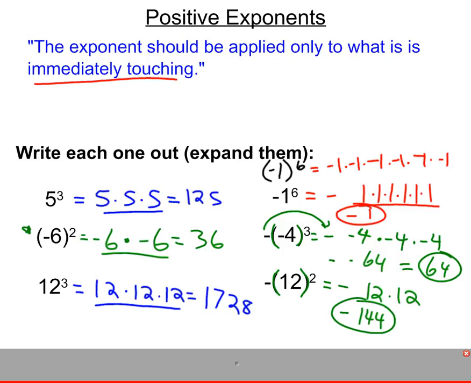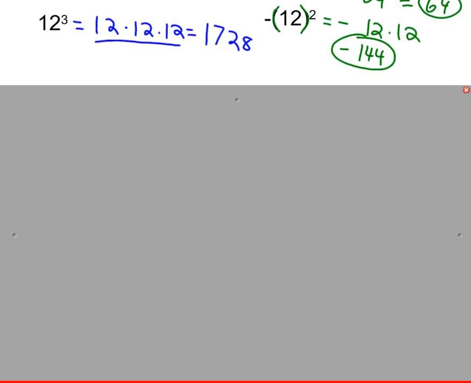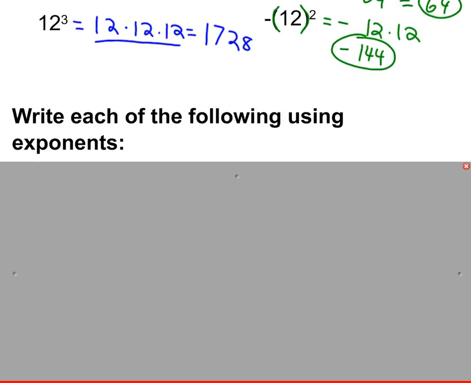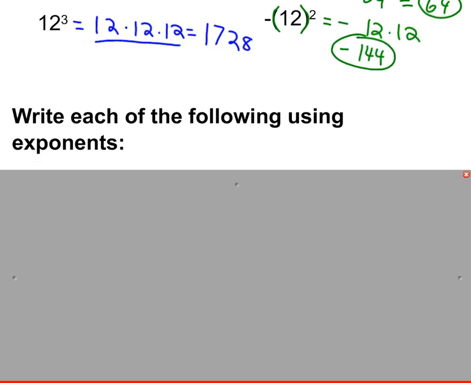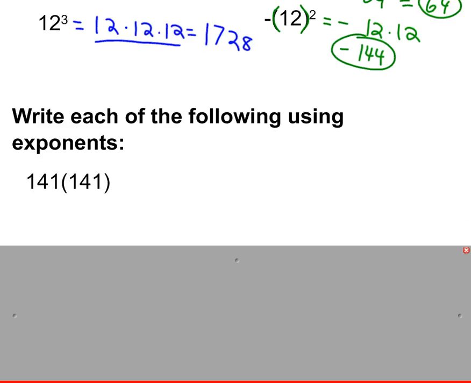All right, so that's one of the most difficult parts of exponents. And I'm going to leave it at that for expanding exponents. I kind of want to go backwards real quick and say write each of the following using exponents. Because if you really understand exponents, then I think you'll understand how to do this. So 144 times 144.